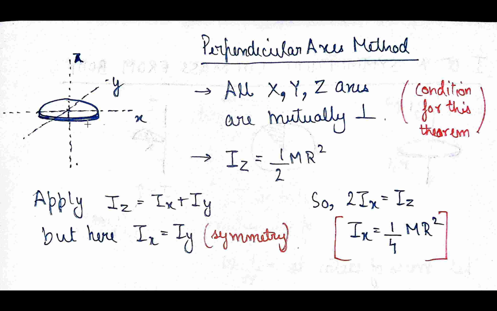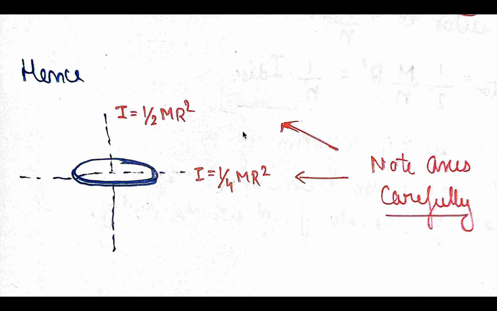And you can see that this moment of inertia has decreased. Moment of inertia about the z axis was greater, that is half, and now it is less, that is 1 by 4, that is 0.25. Here it was 0.5, so remember this thing. So this is again the conclusion. So note the axis carefully. The moment of inertia about this axis is half mr square, and about this axis is 1 by 4 mr square.